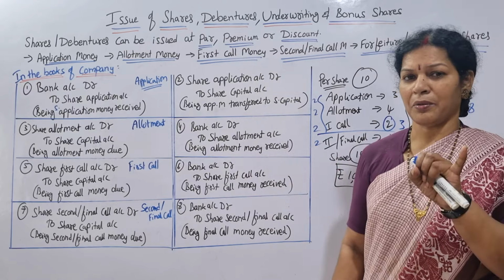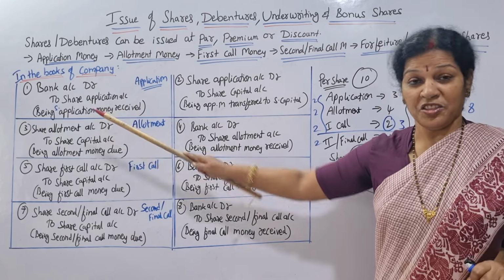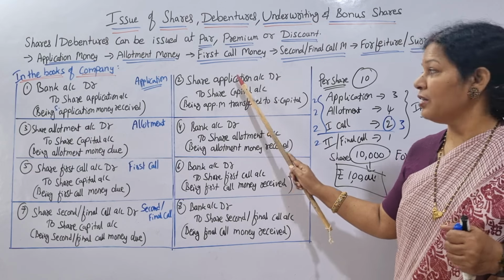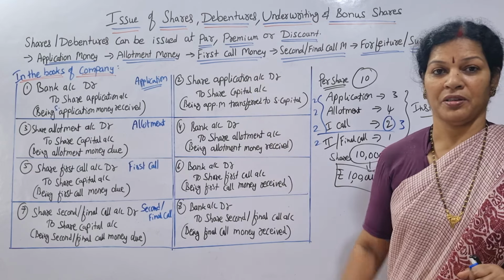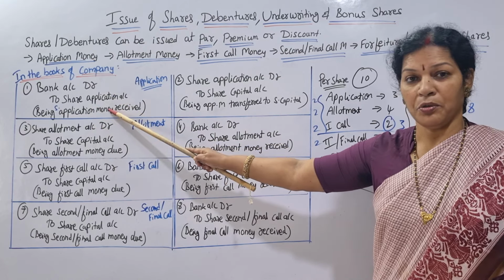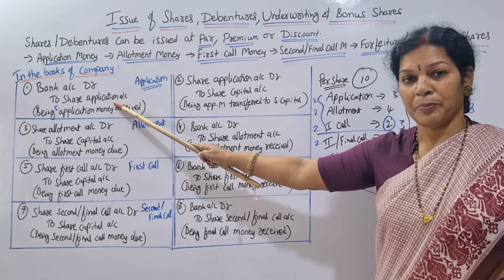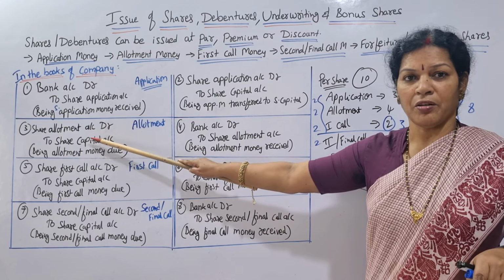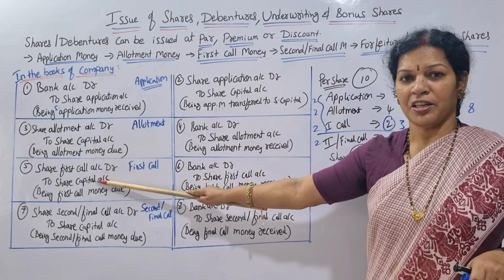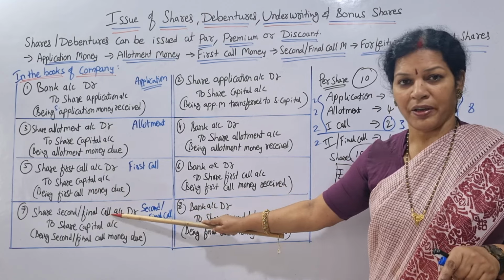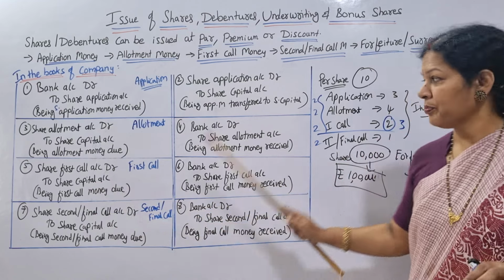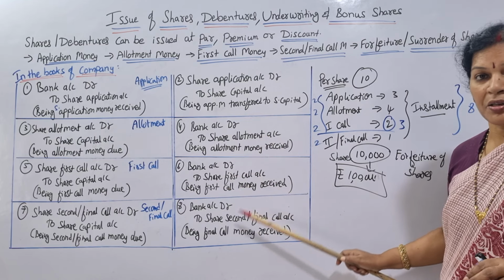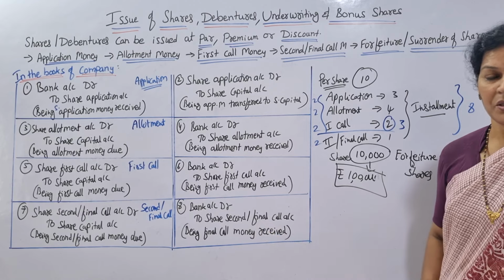The first thing you have to remember: bank account attached to share application account. The share application account is to be transferred to the capital account. So this is on the debit side, share application account attached to share capital account. Next onwards, whatever amount is due: share allotment account attached to share capital, share first call account attached to share capital account, share final call account attached to share capital account. And when you are receiving: bank account attached to share allotment, bank account attached to share first call account, bank account attached to share second call or final call account. That's all.